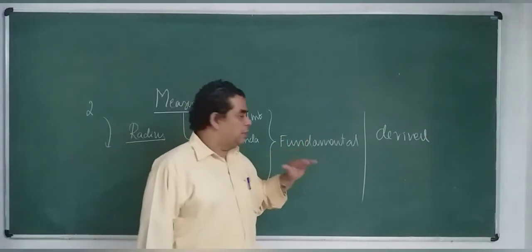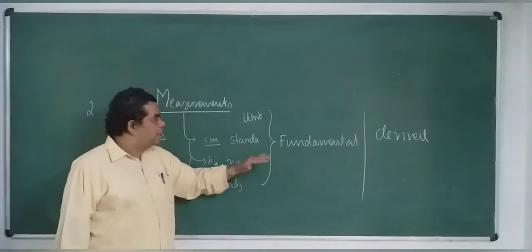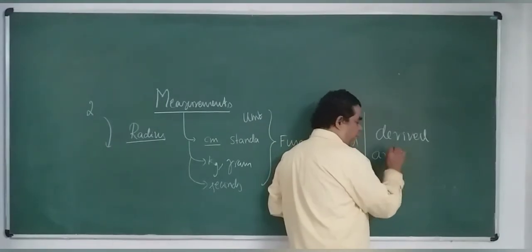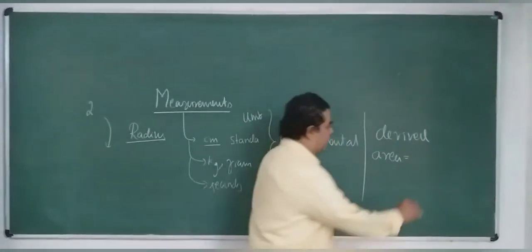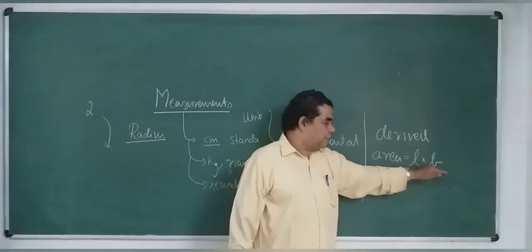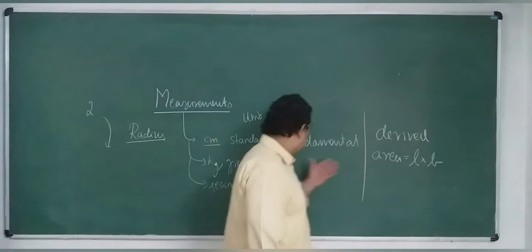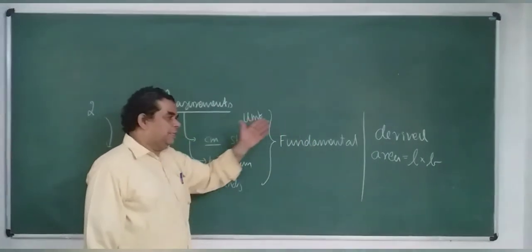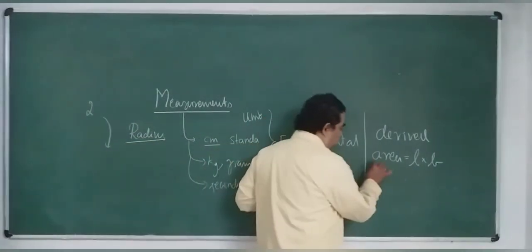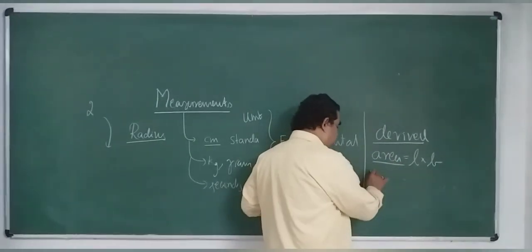Derived means that by making use of these fundamental units, we get the unit of something. For example, from high school, the area of a rectangle is length into breadth. Length is measured in meters, breadth is also measured in meters, or in centimeters. Once we know the unit of length, area can be measured because it is length into breadth. So these are called derived because they depend on fundamental units.